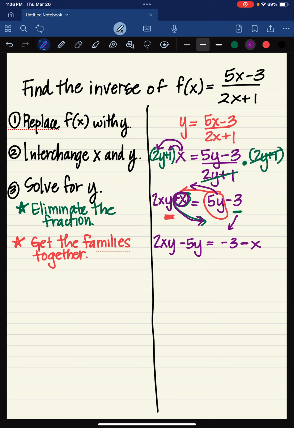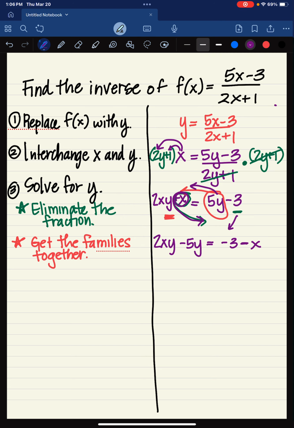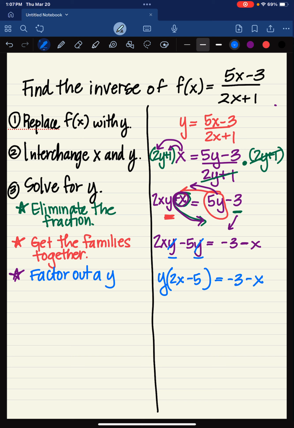Your last sub-step here is going to be to factor out a y. See how both of these have a y? You're going to take the y out. If you take this y out, it leaves you with 2x. And if you take this y out, it leaves you with a minus 5. And that's your last sub-step.